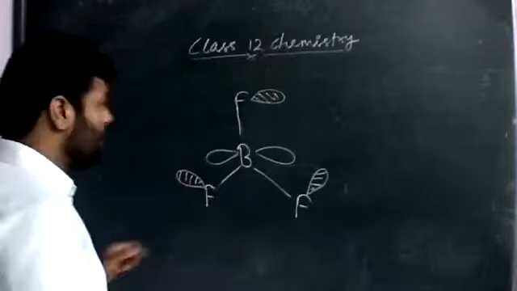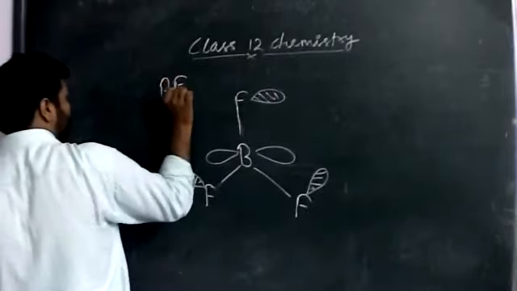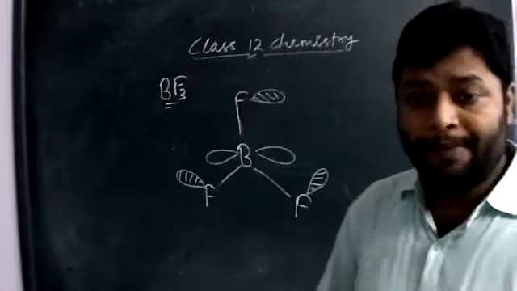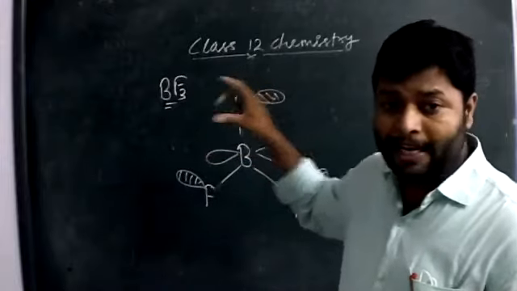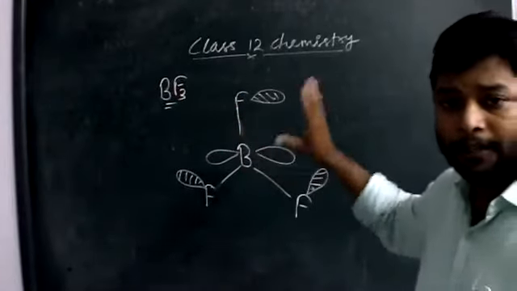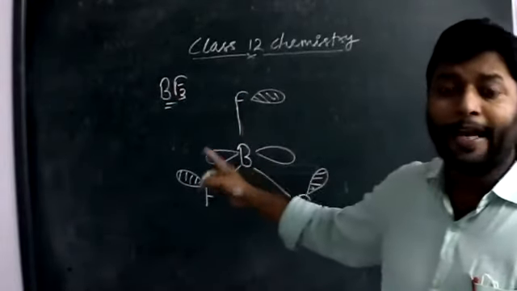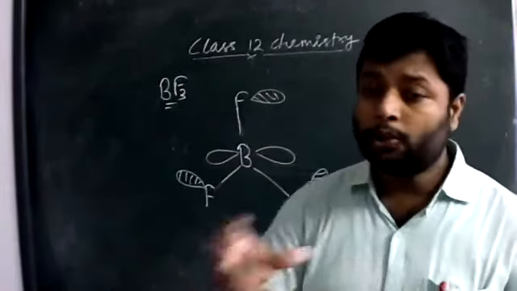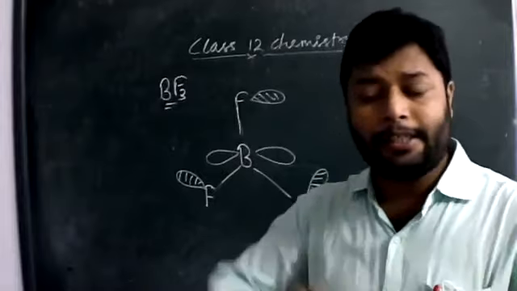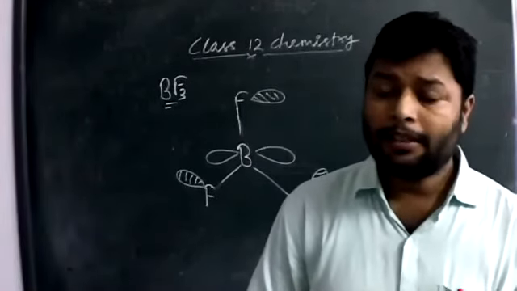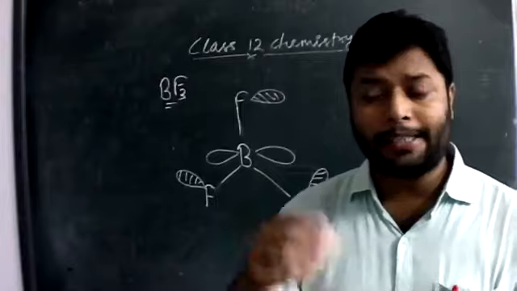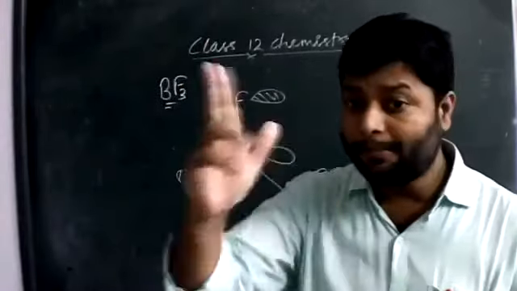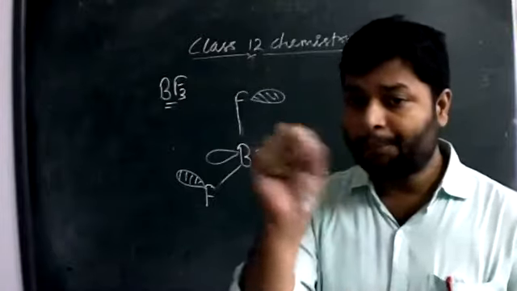Actually, I have a molecule like BF3. In BF3, there is one vacant orbital present on the boron, the central element. Because of this orbital, boron has the capability to show Lewis acid character. A Lewis acid is a molecule or compound having a tendency to accept a pair of electrons from any other molecule.